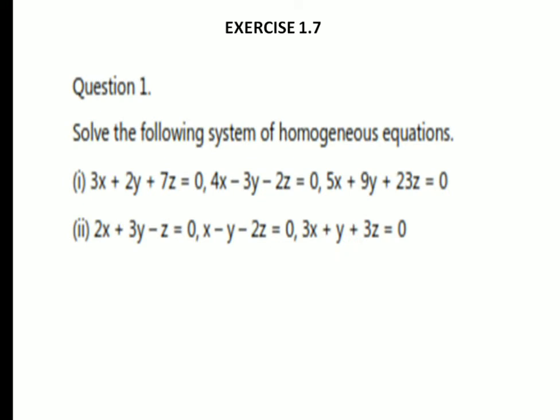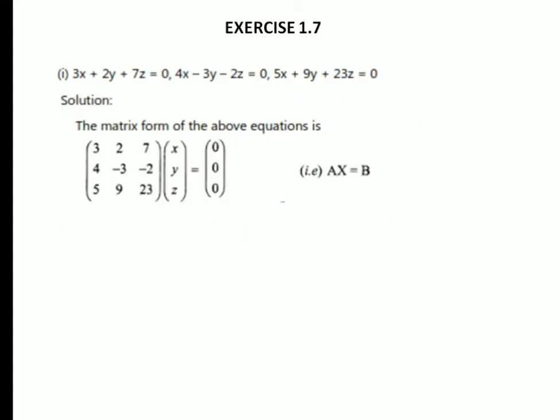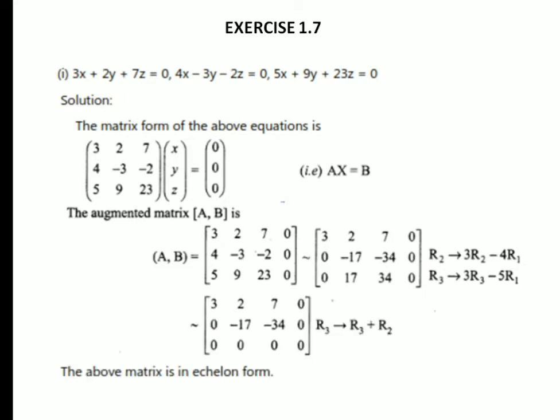Question number 1. Solve the following system of homogeneous equations. First, write it in the matrix equation form AX = B. Then the augmented matrix [A, B]. First you modify R2 to 3R2 minus 4R1 and R3 to 3R3 minus 5R1. Then R3 plus R2, and you get the echelon form. The above matrix is in echelon form.